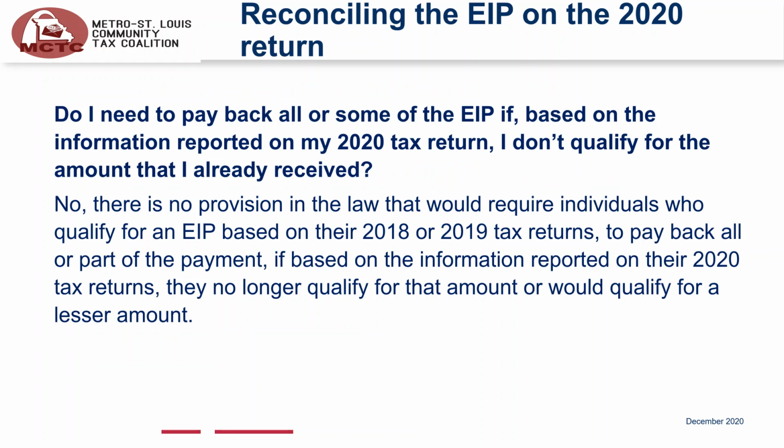The next couple of pages have to do with the FAQs and the hypotheticals. In this hypothetical, it asks, do I need to pay back all or some of the payment if, based on the information, I don't qualify? We've all heard that there does not have to be a repayment if it's incorrect. From what I've seen of the software, it will appear as a prepayment credit similar to earned income credit, so it'll be on page 2 of the federal tax return.